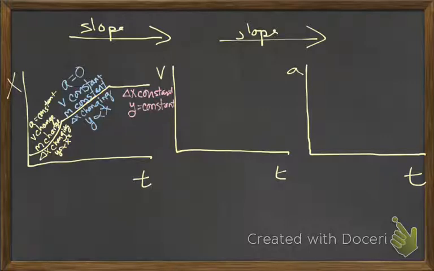Okay, and if our position doesn't change, then what is our slope? And if our slope is 0, what's our velocity? And if our velocity is 0, what's our acceleration? 0. All right, see a trend?